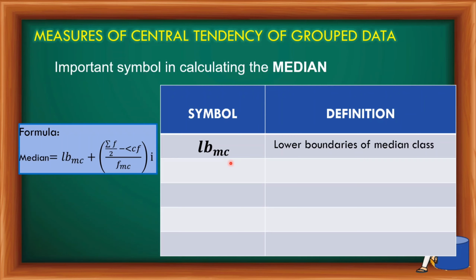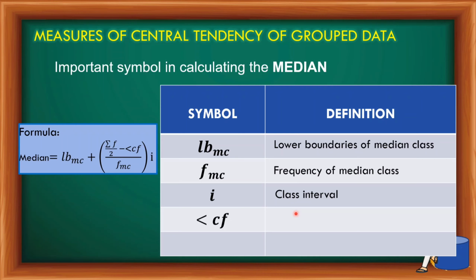So, ibig sabihin, we need to determine the median class. So, meron na tayong idea pagkuha ng mga middle class kanina. At least, it's almost related to that. Next symbol is this one. Itong nasa denominator. F sub MC. Ibig sabihin yan, frequency of the median class. Next symbol is I. Ito yon, which is the class interval. So, kanina mayroon na tayong class interval. Alamin na lang natin kung ano yung value ng class interval.